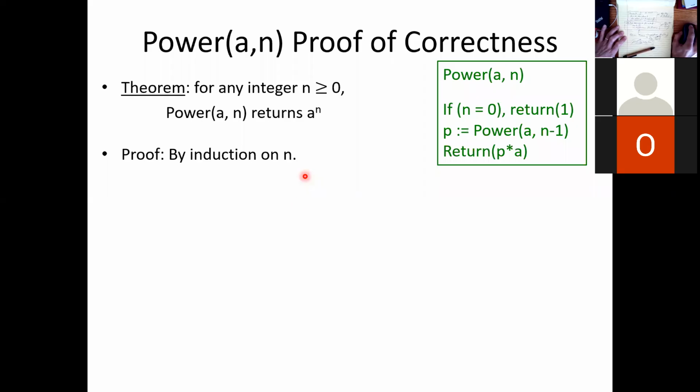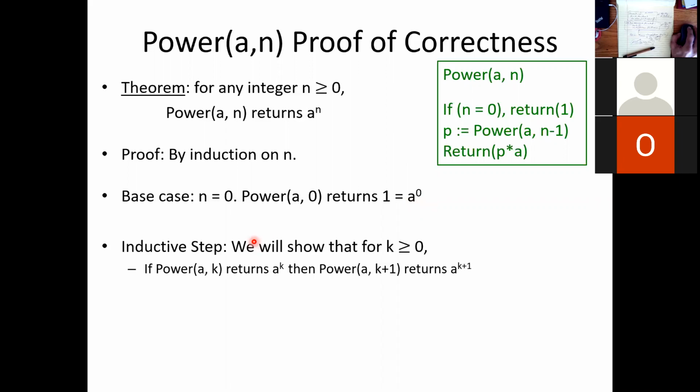All right. But let's do it explicitly. Prove this claim now rendered as a claim about a recursive algorithm. So by induction on n. Well, the base case, the first one, is n equals 0. So let's look at what power of a, 0 does. Well, it obviously hits the base case and just returns a 1. And that's a correct thing, right? Because 1 is indeed a to the 0 regardless of a. Okay, so far so good.